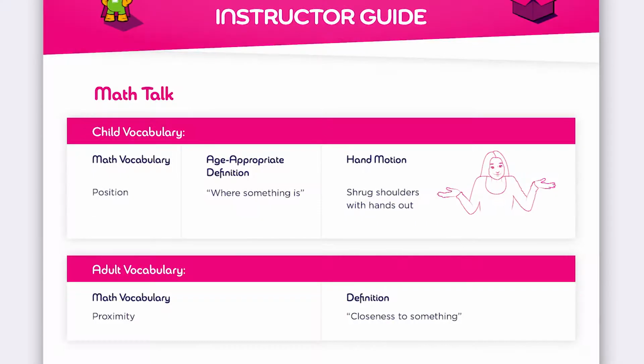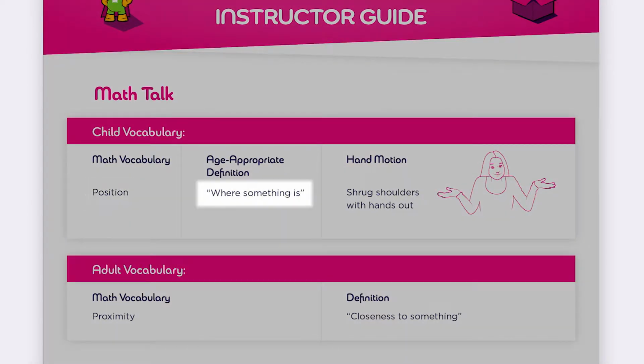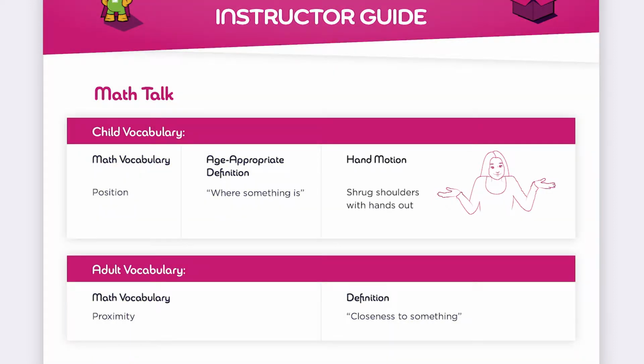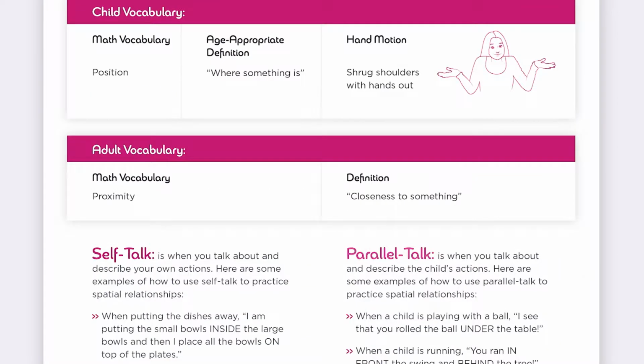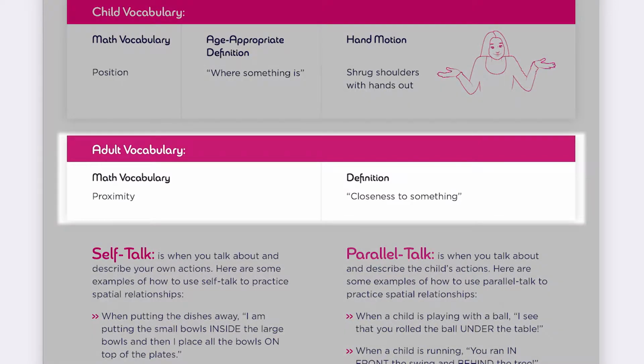We have the vocabulary that we're working on. In this particular game, the vocabulary is talking about positions, where something is. There are some hand movements, some shoulder movements, some guessing and things that the child will encounter as it pertains to Find Zeno. We also have our math vocabulary for the adults. Proximity, how close something is to one another, how close things are to one another.